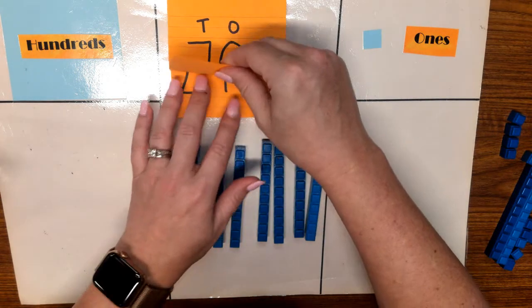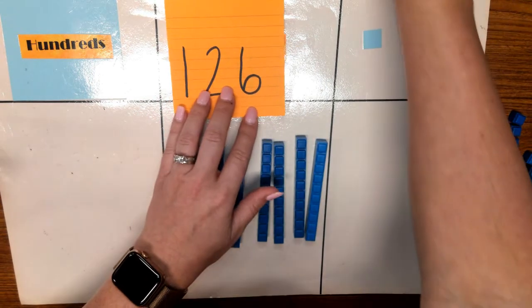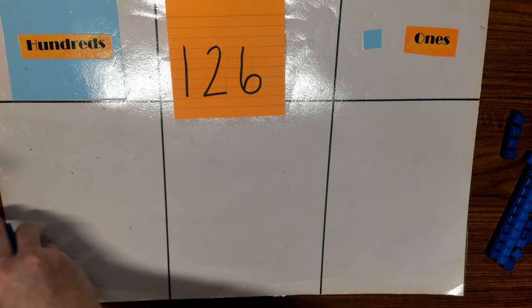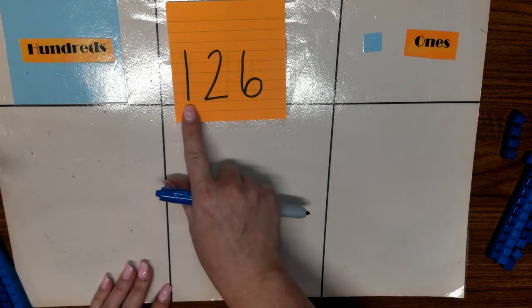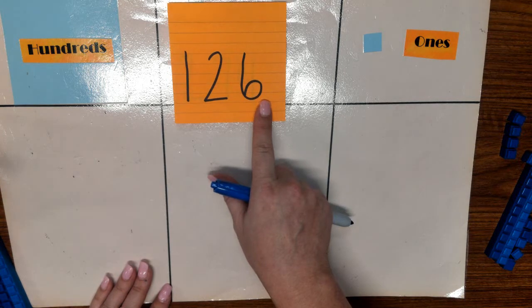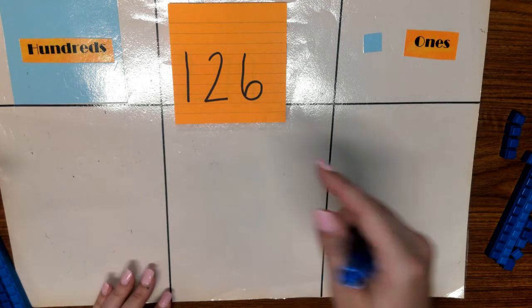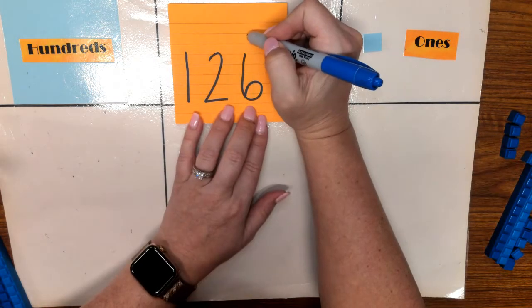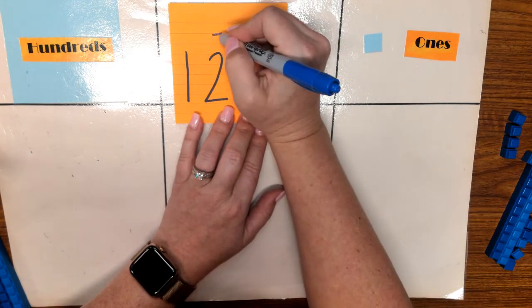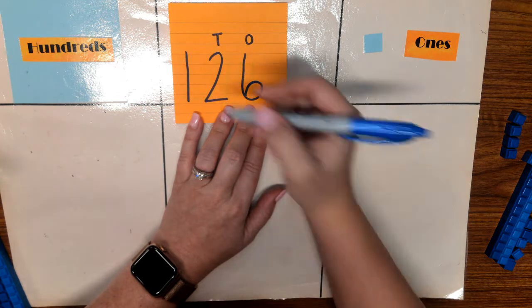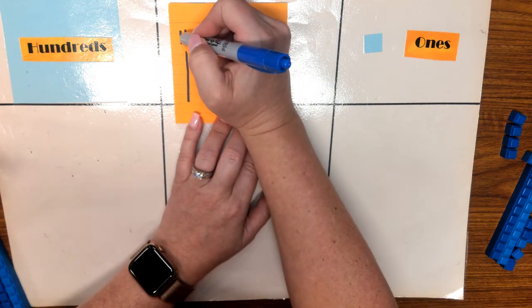All right, let's get a little bit more difficult. This time, Miss Tucker is going to try to build the number 126. Again, this number is given to me in standard form. I'm going to show this is my ones place, this is my tens place, and this is my hundreds place.